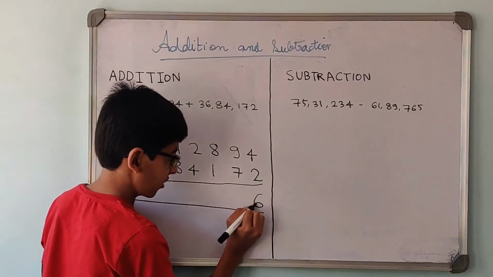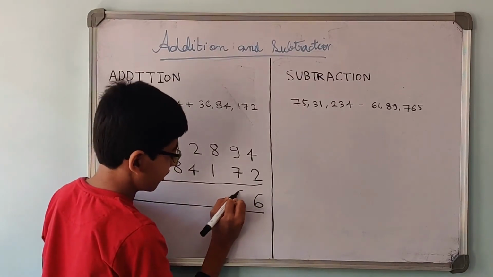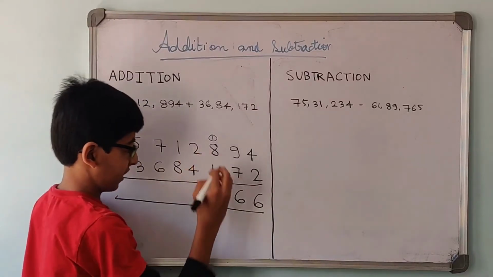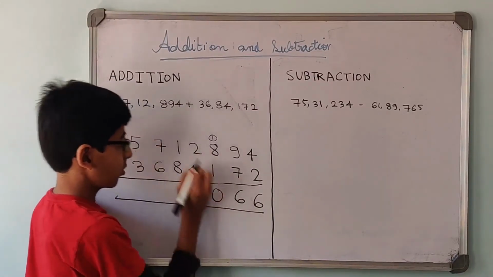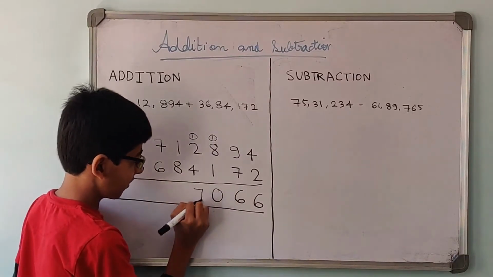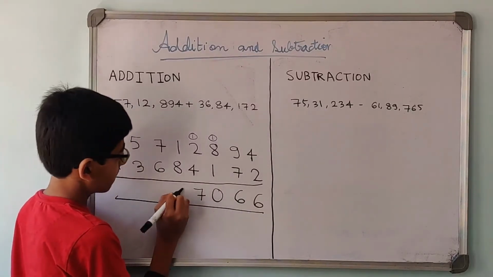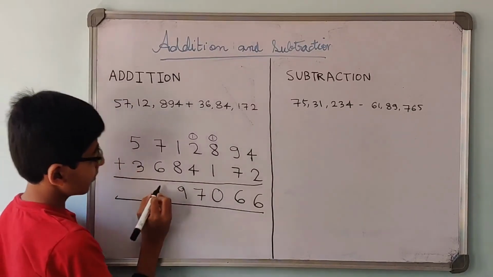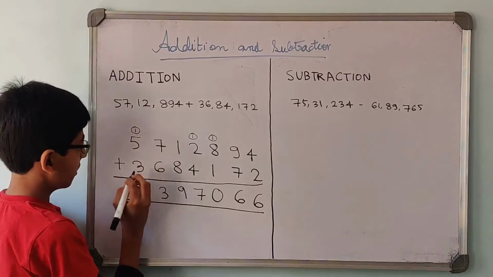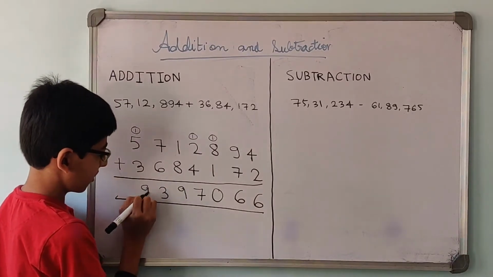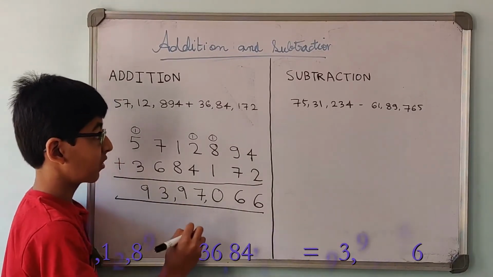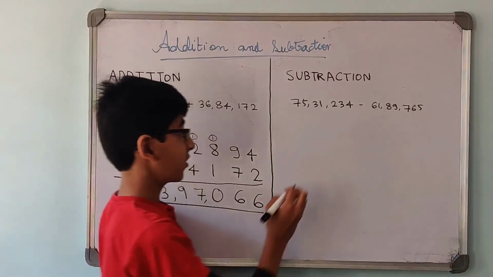4 plus 2 is 6. 9 plus 7 is 16. The 6 comes down and the 1 is carried forward. 1 plus 8 is 9. 9 plus 1 is 10. 0 goes down, the other one is carried forward. 1 plus 2 is 3. 3 plus 4 is 7. Then 1 plus 8 is 9. 7 plus 6 is 13. So the 3 goes down and 1 is carried over. 1 plus 5 is 6. 6 plus 3 is 9. So the sum is 93,97,066. Now let us do subtraction.